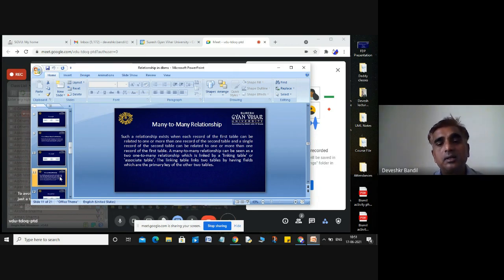A linking table links two tables by having fields which are the primary keys of the other two tables. Here the term primary key is used, so now I am explaining the primary key. What is the primary key?